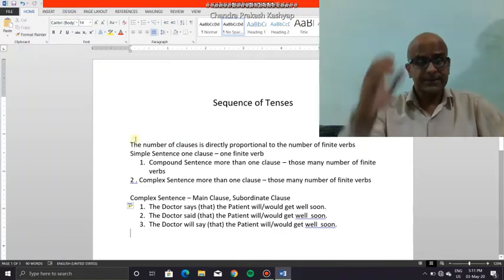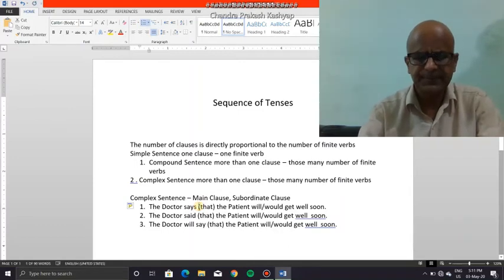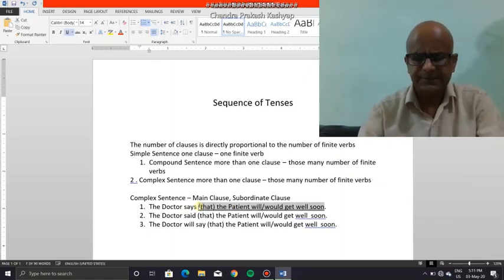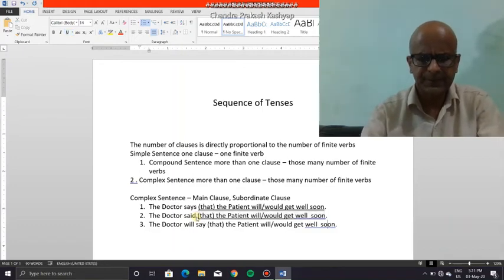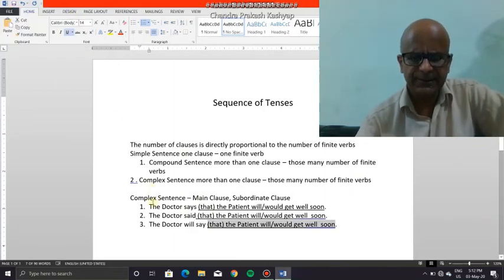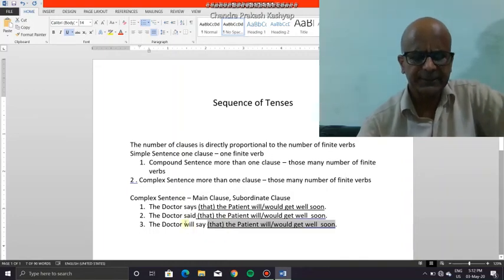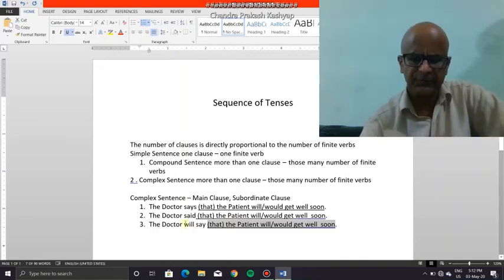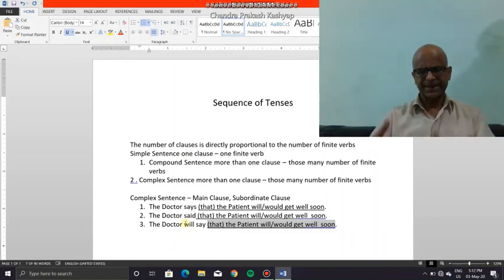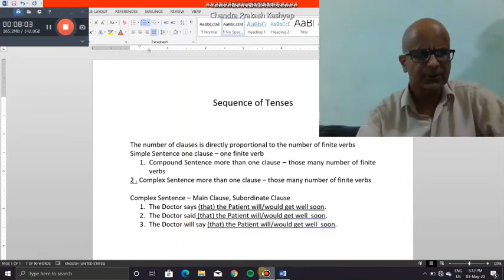The reason is that in all the cases, these are all subordinate clauses. The main clauses and the subordinate clauses in all these 3 sentences have been underlined. The main clause remains: the doctor says, the doctor said, and the doctor will say. These are the main clauses. A main clause is that clause of a complex sentence which contains the main verb or the main finite verb.